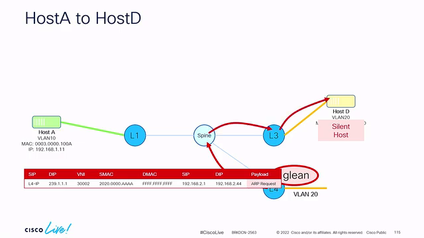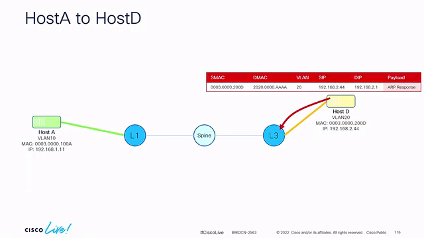So it goes to spine. Spine sends it to L3 because L3 is part of that yellow segment of that VLAN, I think it's 20, and it will send that ARP request as a broadcast out on the VLAN segment, and host D will receive that ARP request. He is forced to respond to that ARP request. A host must respond to an ARP request.